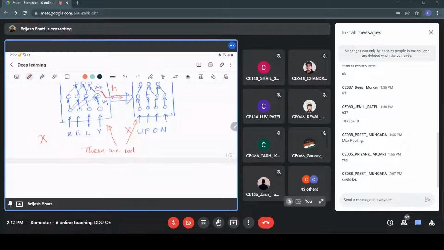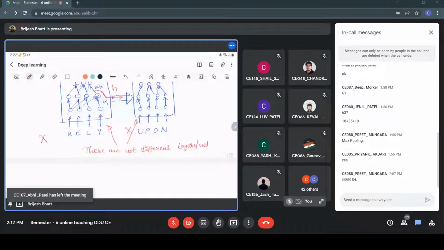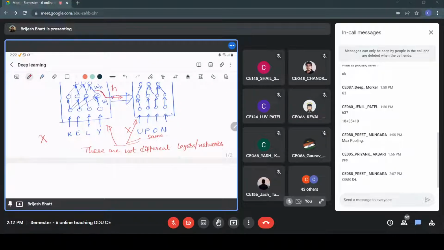these are not different layers or network. Rather, these two are the same network observed for different inputs.